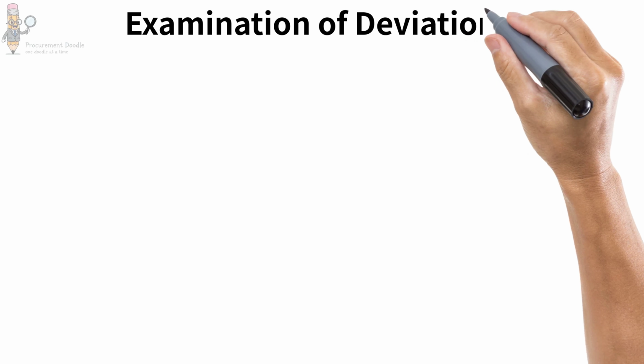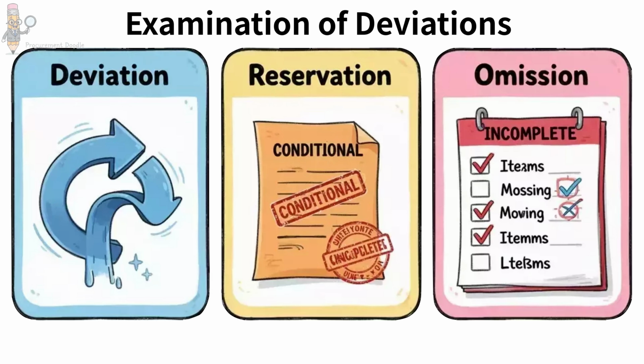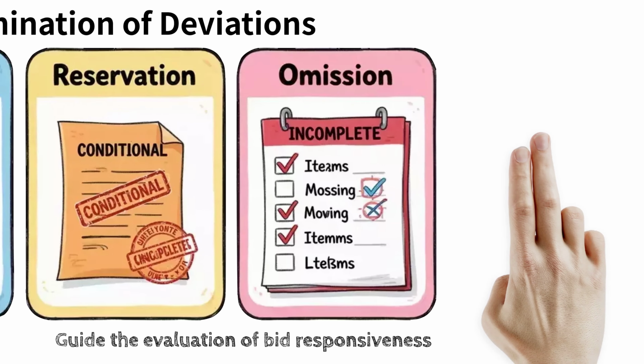Under examination of deviations, we identify three key definitions. Deviation, a departure from the specified requirement. Reservation, limiting conditions or withholding complete acceptance. And omission, a simple failure to submit part or all of the required information or documents. These distinctions guide the evaluation of bid responsiveness.